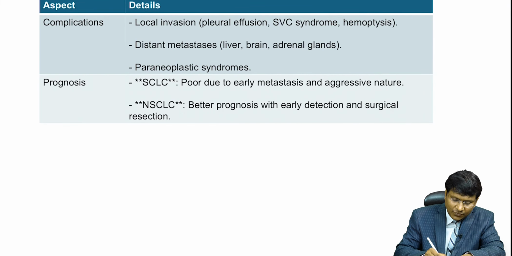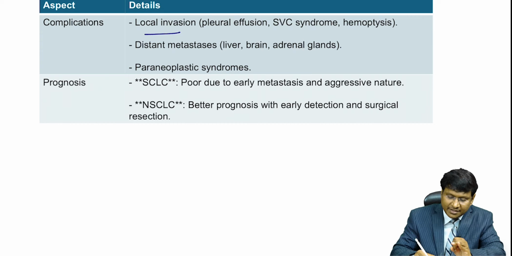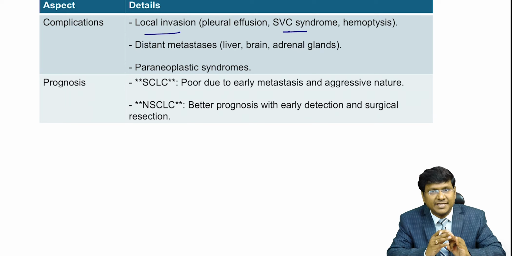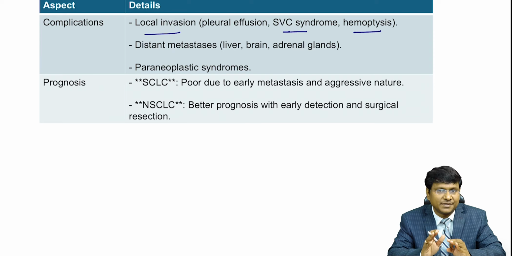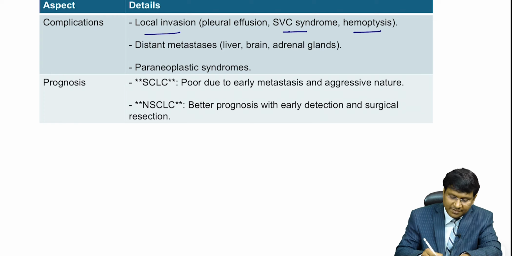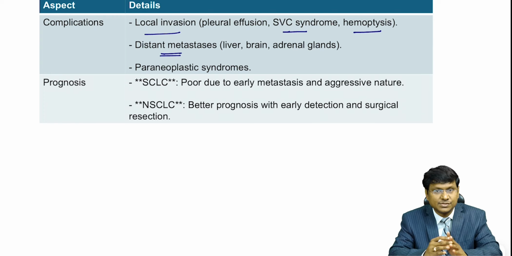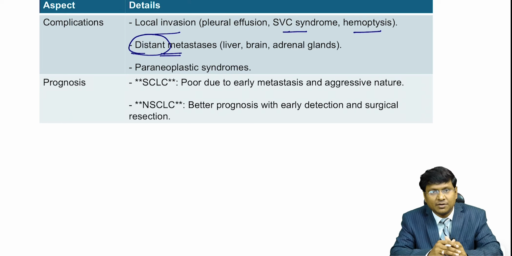If you take local invasion, it can be to the pleural space, resulting in pleural effusion. There can be compression of the superior vena cava, resulting in SVC syndrome, and there can be a rupture of the blood vessels, resulting in hemoptysis. So these are the local invasion complications. Then coming to distant metastasis, it can metastasize to the liver, the brain, and the adrenal gland. So these are the distant metastatic abnormalities.